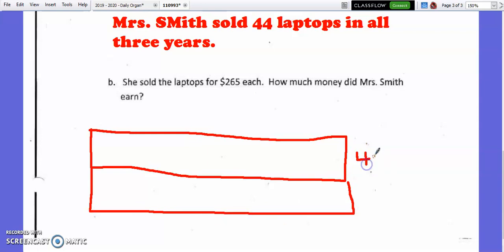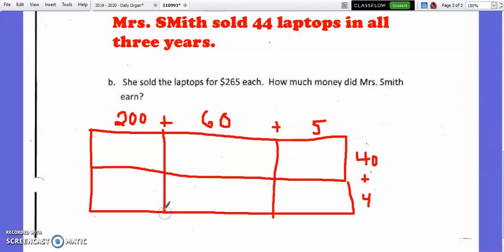So that is 40 plus 4. And on the top, we've got 200 plus 60 plus 5. Now this is an area model that the students actually haven't had any practice with, so that's why the videos come in handy. Now I multiply.